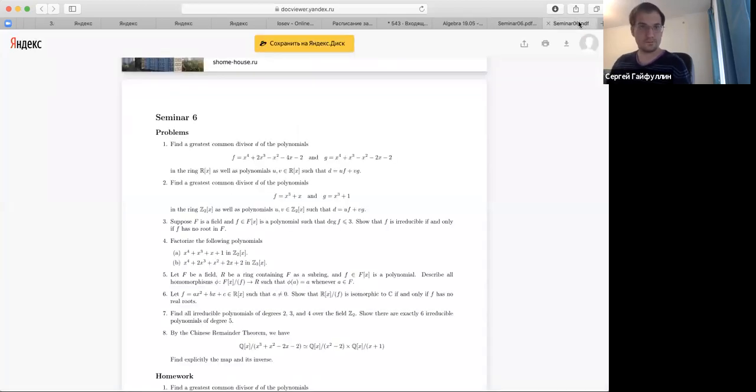Okay, task number 4. We need to factorize the following polynomials. The first polynomial, let me just write: x squared plus x.